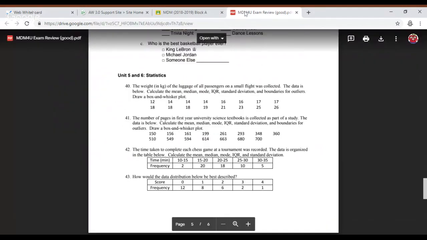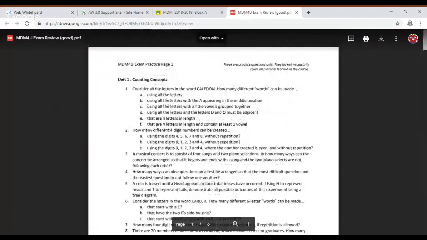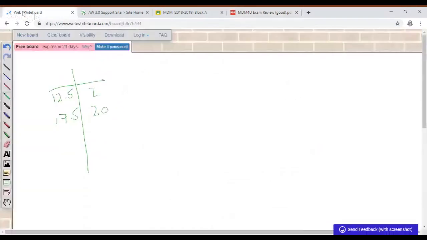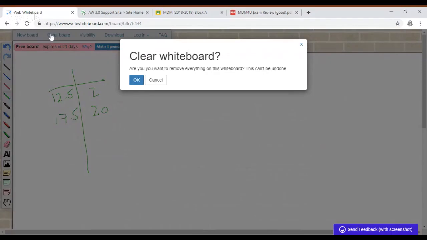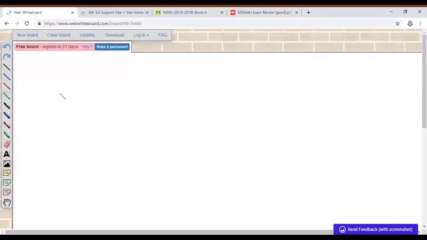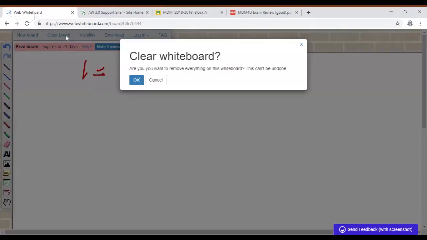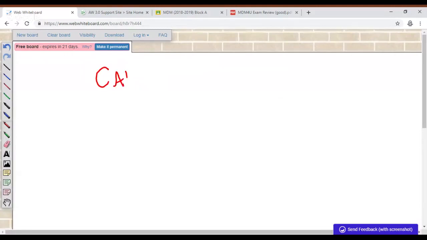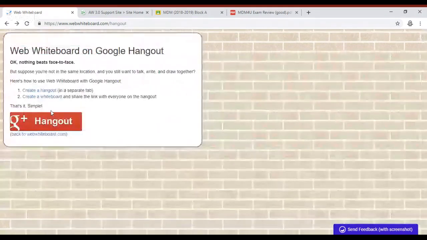One C and one F. So in the word Kaladin, let me try that again. Kaladin. So I want to rearrange all 7 of these letters, and none of them repeat, so that's kind of nice, except for in this particular one in 1C, I want the A, the E, and the O to be grouped together.